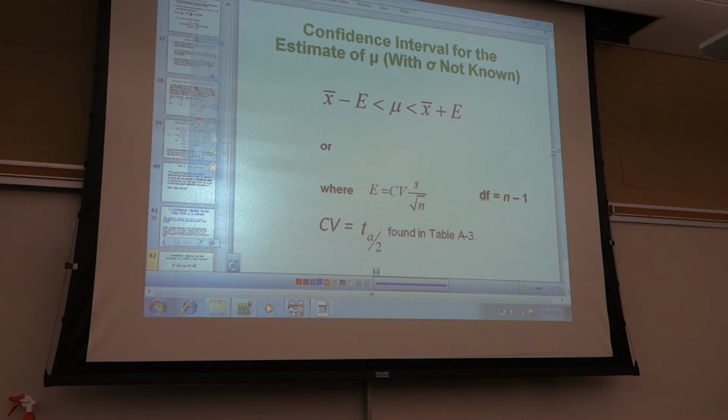Now the difference is that my critical value is not from the z table. It's from the t table, which you all have gotten, which is based upon degrees of freedom of n minus 1. Degrees of freedom is n minus 1. We have one variable, so it's n minus 1.